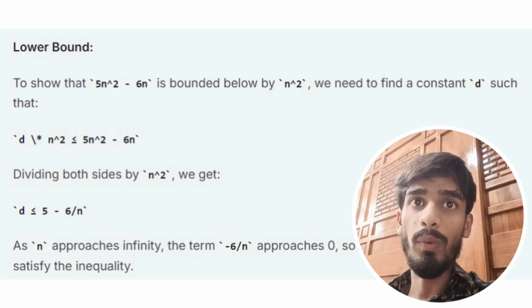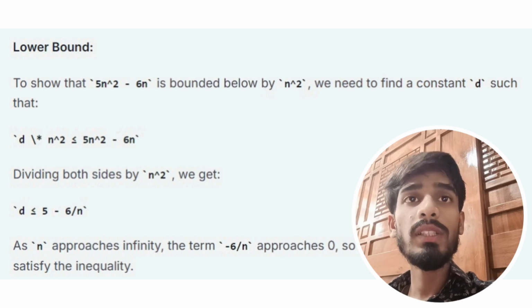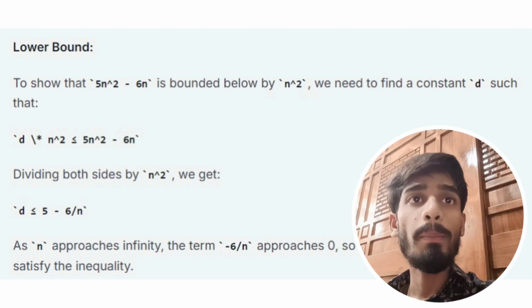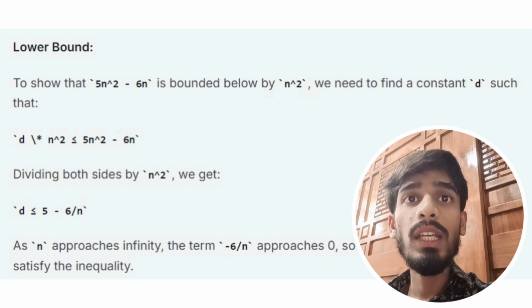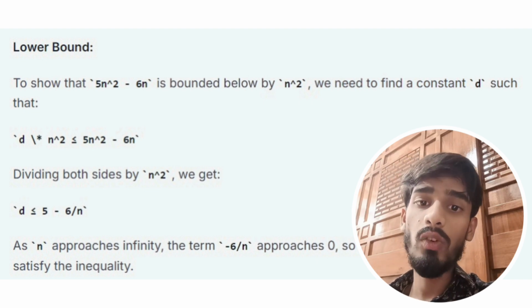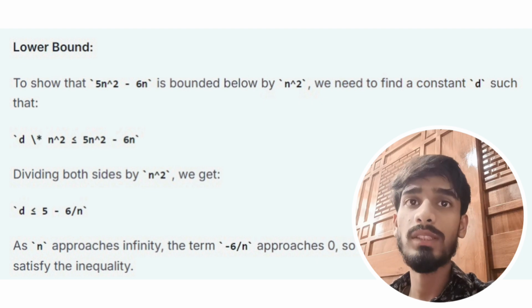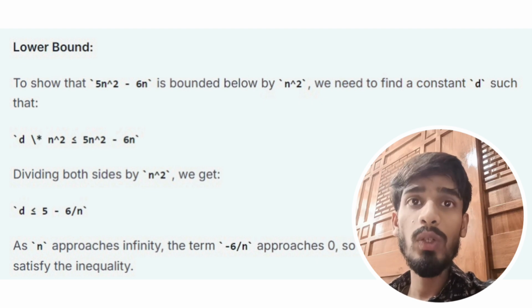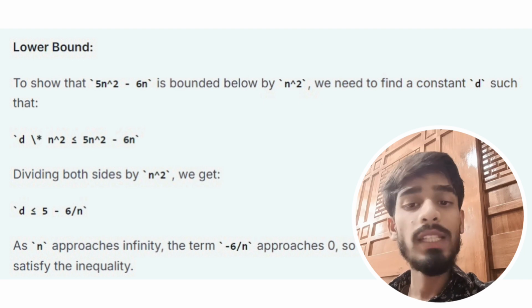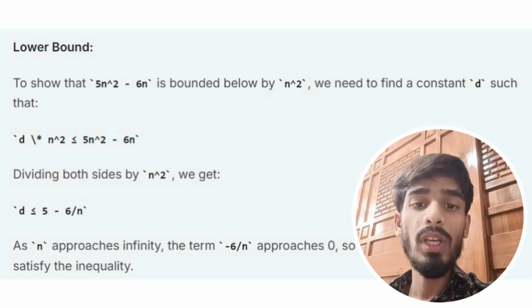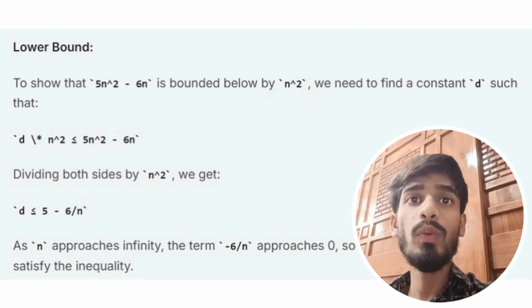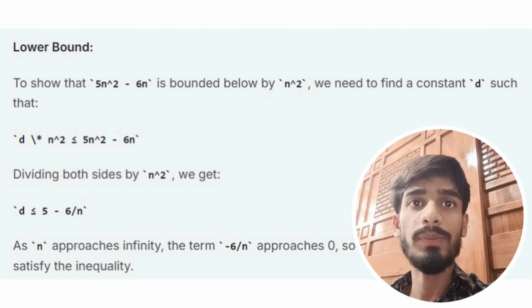Next is lower bound. To show that 5n square minus 6n is bounded below by n square, we need to find a constant d such that d into n square is less than or equal to 5n square minus 6n. Dividing both sides by n square, we get d is less than or equal to 5 minus 6 by n. As n approaches infinity, the term minus 6 by n approaches 0. So we can choose d is equal to 4 to satisfy the inequality.